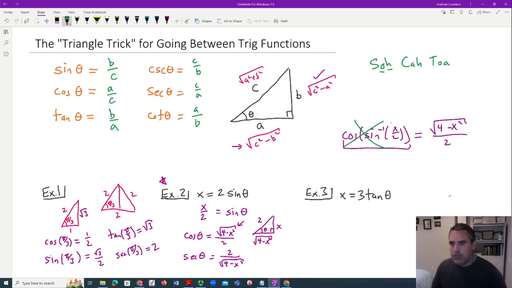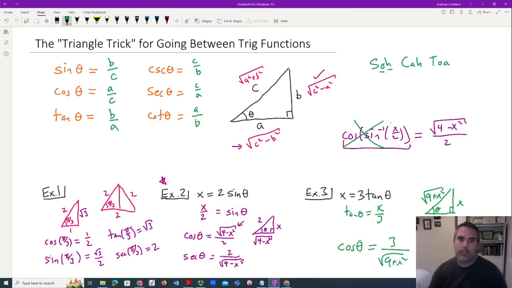Okay, let's try it again. These are super fast. You can try on your own. Here's a triangle. You would say tangent of theta is x over 3, so you would say opposite over adjacent. You would solve for the other side, the square root of 9 plus x squared. And then whatever trig function you need, let's pretend you needed cosine for some reason, you would say adjacent over hypotenuse. Done. Let's keep going. I have 3 more.